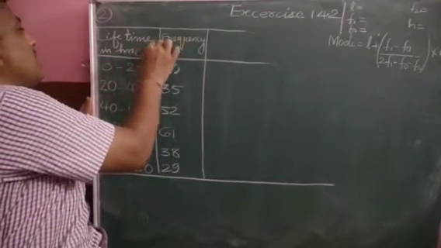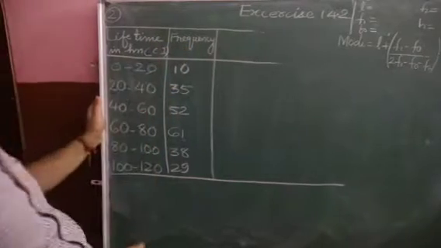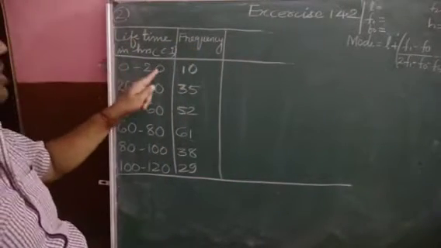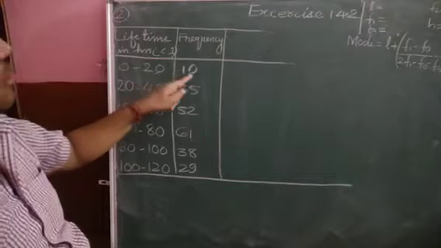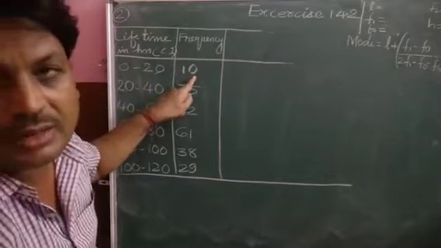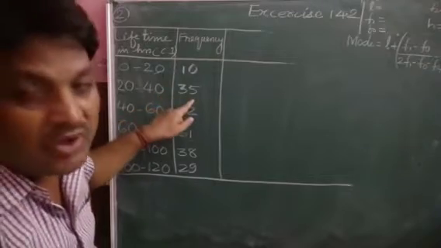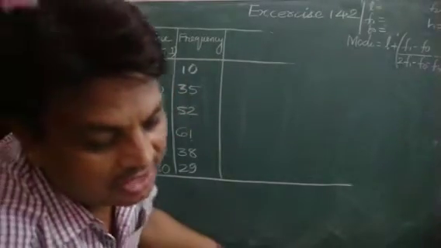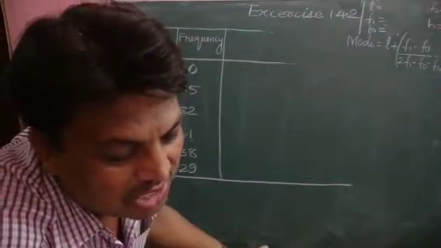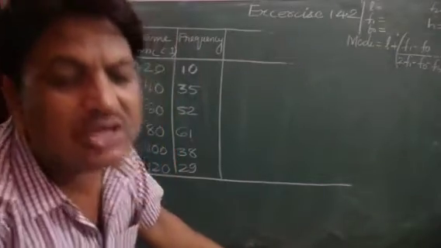This column is called the class interval. Lifetime is 0 to 20 hours. How many? 10 electrical appliances. 20 to 40 hours lifetime, 35 appliances. Like that data is given. So determine the modal lifetimes of the components.